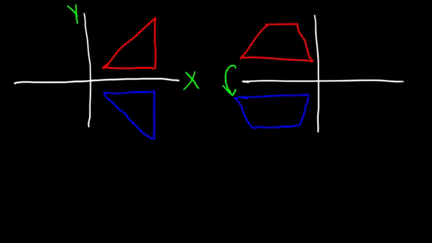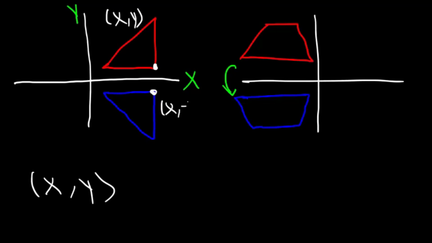Now here's what you need to know. Anytime you want to reflect something over the x-axis, you need to multiply the y-coordinate by -1. So in the first example, let's say we have some point x comma y. That new point is going to be located at x, -y.